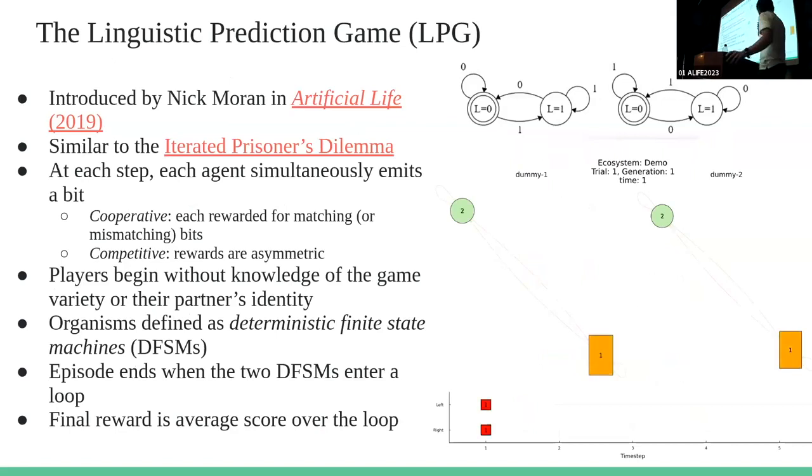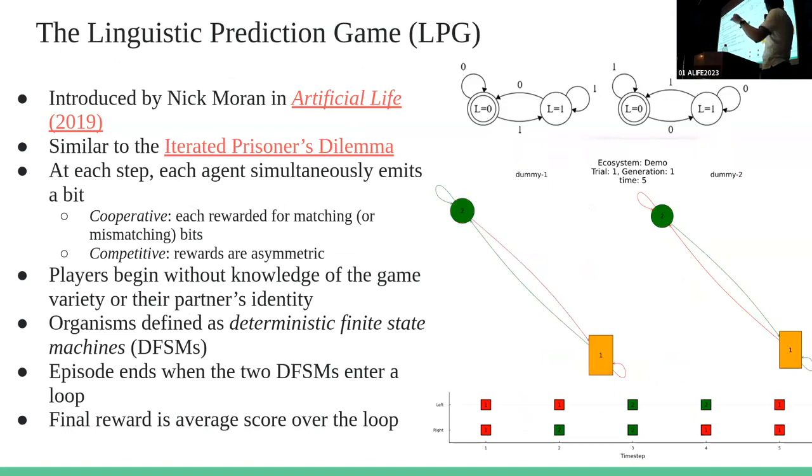The domain that we're going to be studying here is the linguistic prediction game. This was introduced by another of Jordan's students, Nicholas Moran, in 2019. This is a game similar to the iterated prisoner's dilemma. It's a bit simpler even. It's an iterated game where at each time step, your agent is going to emit a bit, either a 0 or a 1. There are going to be two varieties of the game, cooperative and competitive.